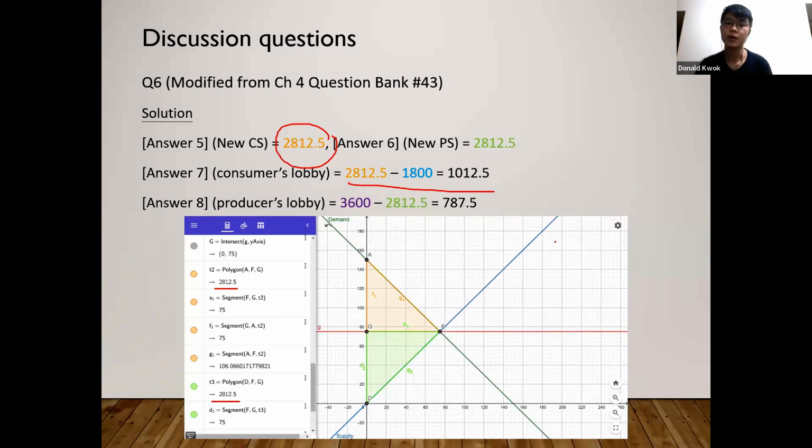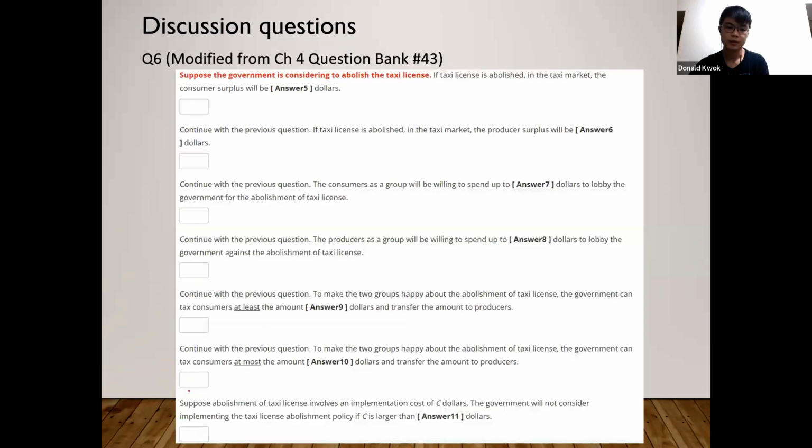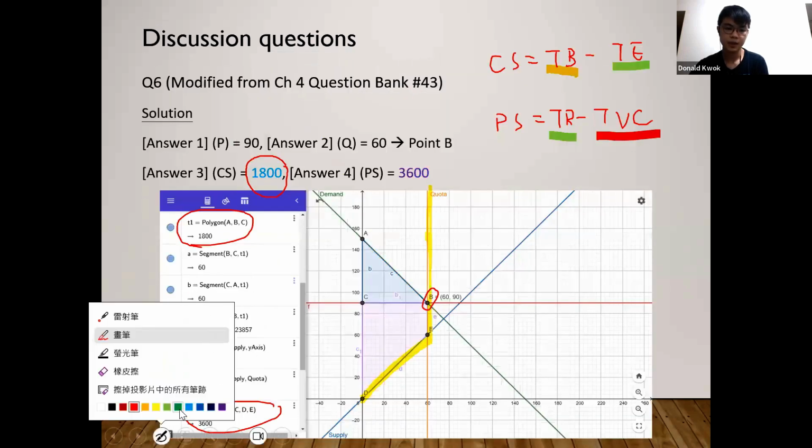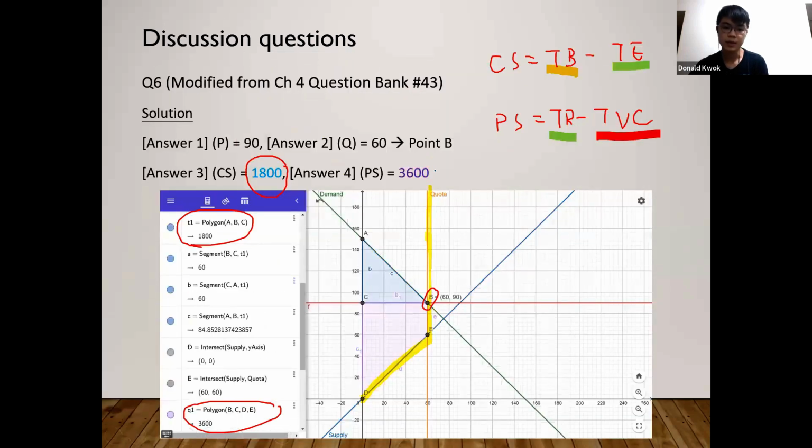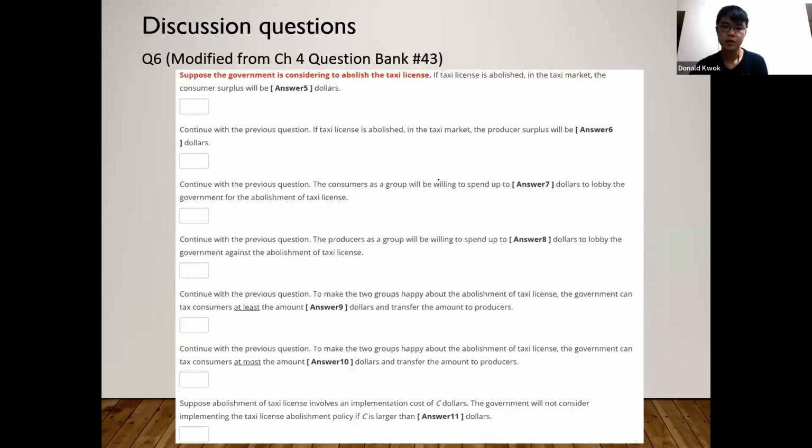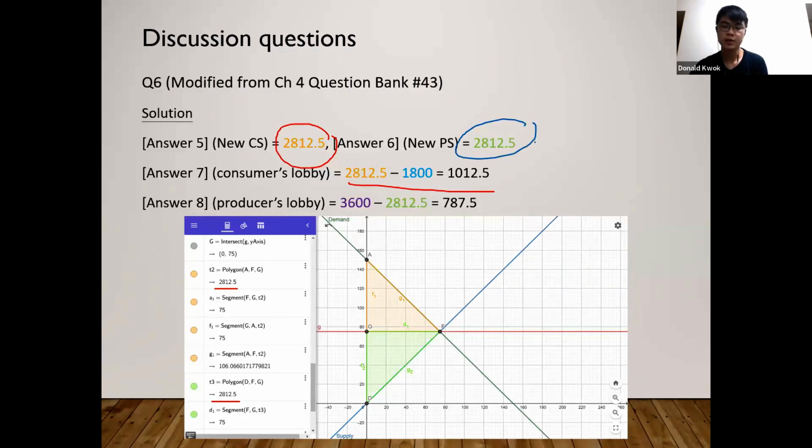While on the same token, after the abolishment of the taxi license policy, the producer surplus decreased from 3,600 to 2,800 and something, a decrease in producer surplus by 787.5. So producers as a group are willing to spend up to the decrease in producer surplus to lobby the government not to abolish the taxi license policy. Okay, so this is for questions 7 and 8.